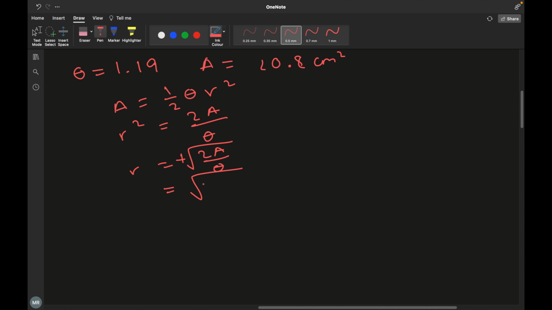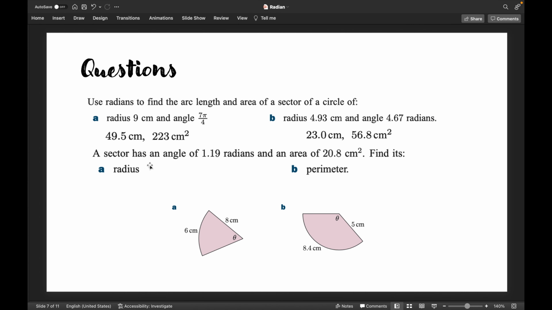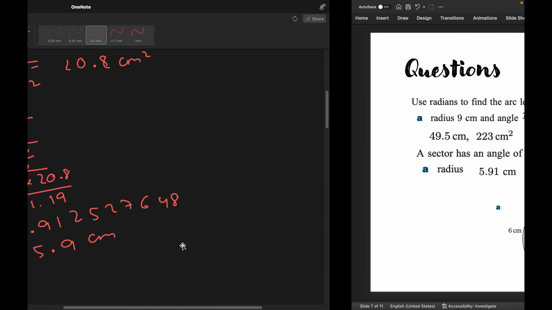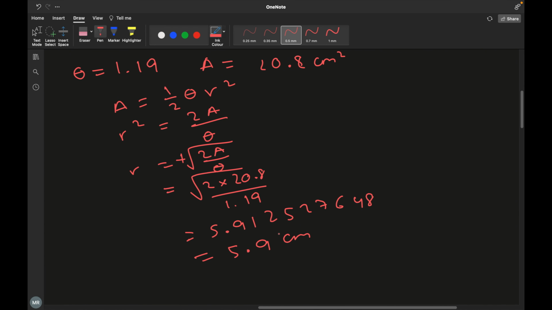So it's going to have to be the positive value. Now let's substitute the values in. We get 5.9125276648, which is 5.9 cm. Okay, 5.91. That's our answer.